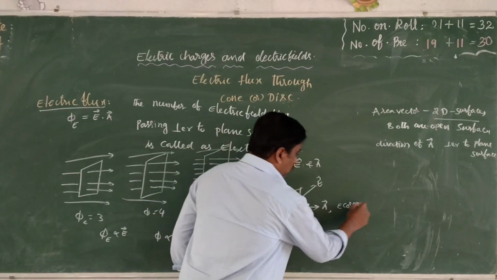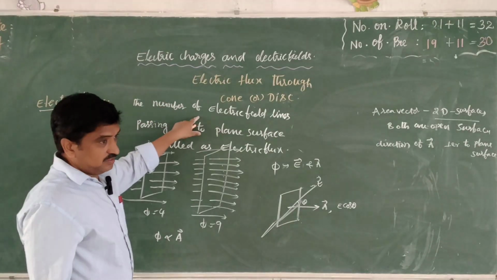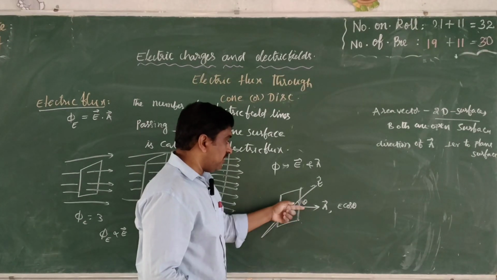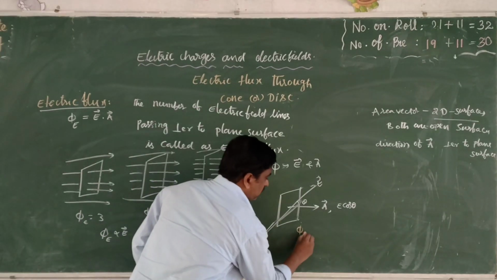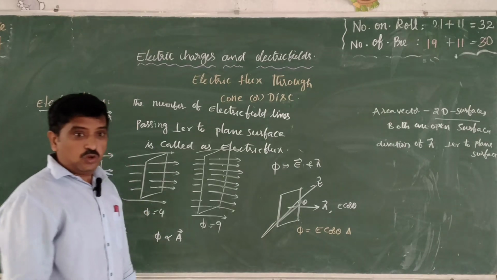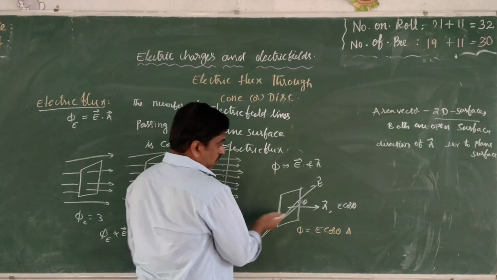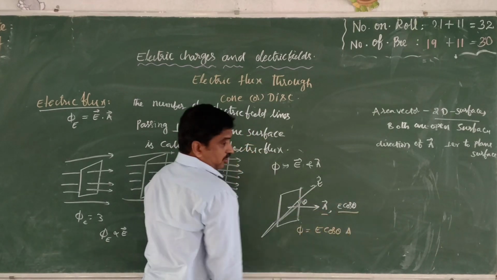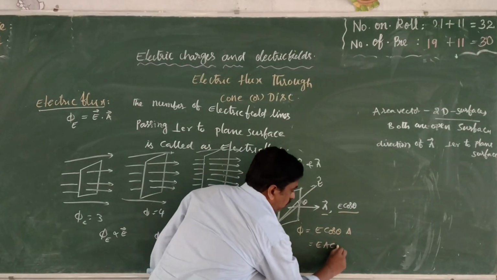See here, what is the electric flux now? The number of electric field lines passing perpendicular to the plane surface. Here, what is perpendicular to the plane surface? This E cos theta is perpendicular to the plane surface. So flux equals E cos theta into A, E cos theta into the area vector. Flux depends on electric field and area vector. The electric field along the perpendicular to the plane surface, this only we can take, times area vector A. So E cos theta A, that is EA cos theta.